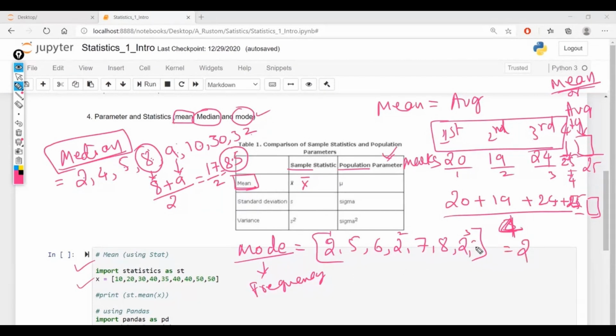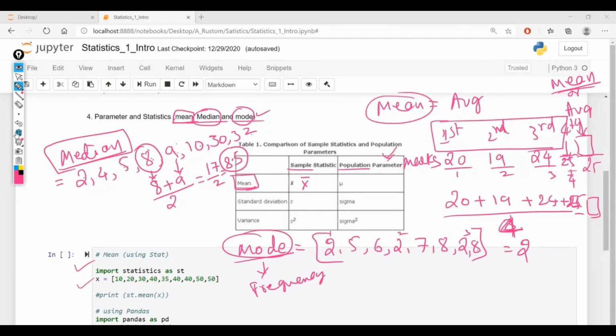What if I have one more 8 here? So 8 is occurring 2 times, then that will not be considered the mode. The number which is occurring the highest number of times in the given data set, that number is basically the mode. All right. So these are the basics for the parameters in statistics: mean, median, and mode.